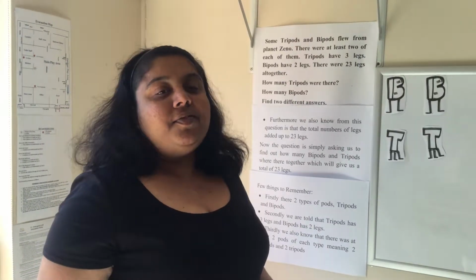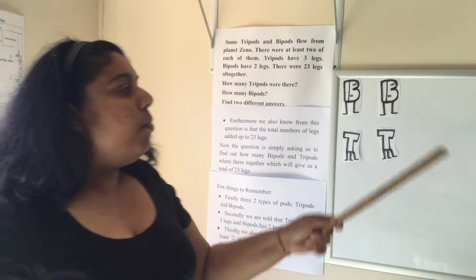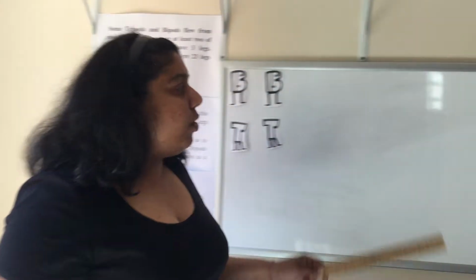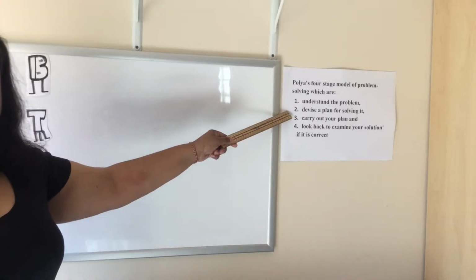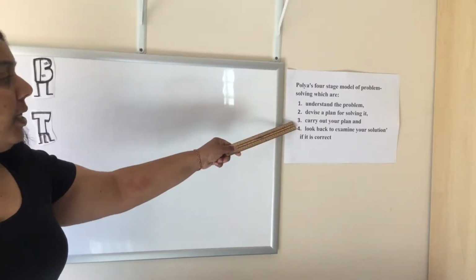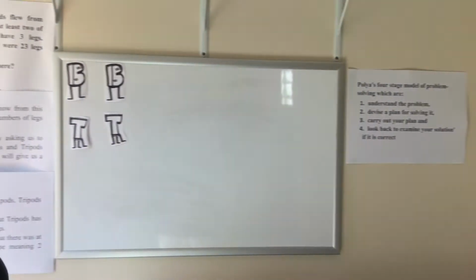Hi everyone, my name is Vinita Karan and today we will be solving this maths equation using Polya's four-stage model of problem solving. Firstly, we will understand the problem, then we will devise a plan to solve our problem, thirdly we will carry out the plan, and fourthly we will go back and examine our solution to check if we are correct.